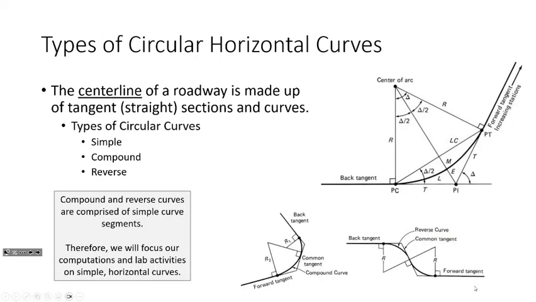Now, we can take circular curves and break them up even further. For circular curves, we have simple curves. A simple curve is just a straight line, a circular segment, and a straight line. A compound curve would be a straight line segment, then a curve that goes to here, and then a second, different horizontal curve that goes from here to here. We would call that a compound horizontal curve. And a reverse curve would be a back tangent, one curve going this way, and then another curve going the other way. But here's the thing: these two, the more complicated ones, are just two simple curves.